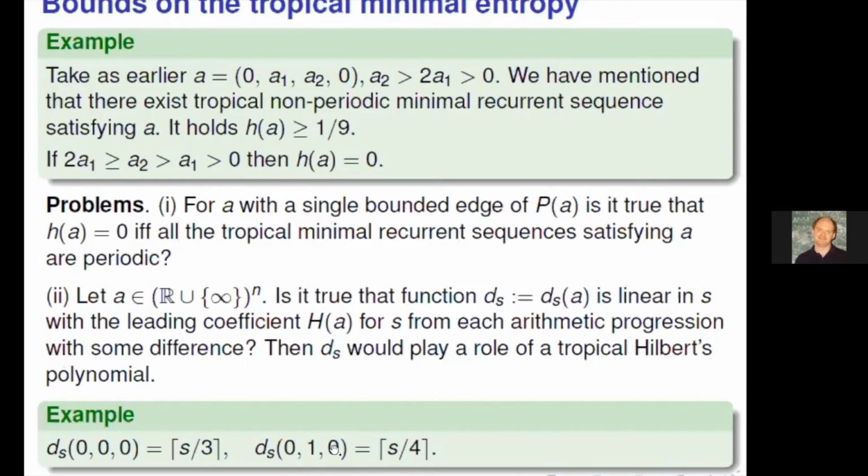And then again, in the second example, we have a situation which justifies the hypothesis from the second problem: we have a difference 4, and for the arithmetic progression 1 modulo 4, we have a jump of the dimension. For the rest, it is unchanged. So this is the problem. Okay.